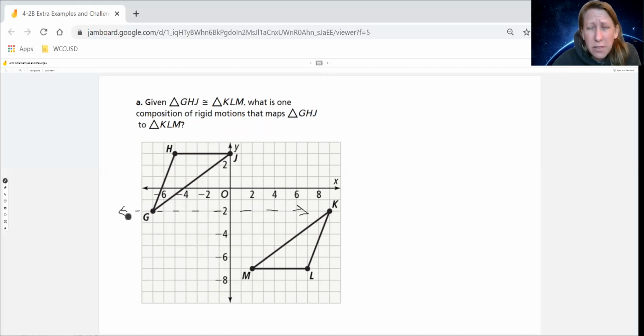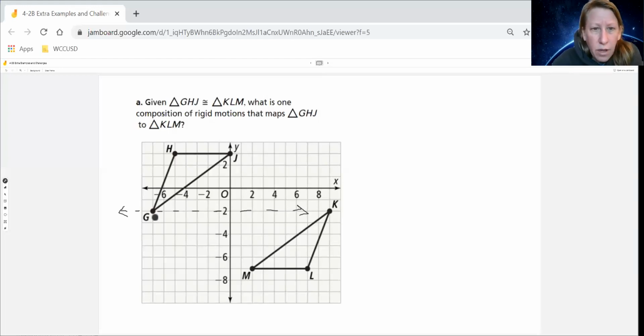Some people see this right away. This is one thing that's challenging for me. And in class, if we were in real class, I would take tracing paper, I would trace this and then move it around until I got it to match up. And then I would go back and try to figure out, okay, what is it that I did?